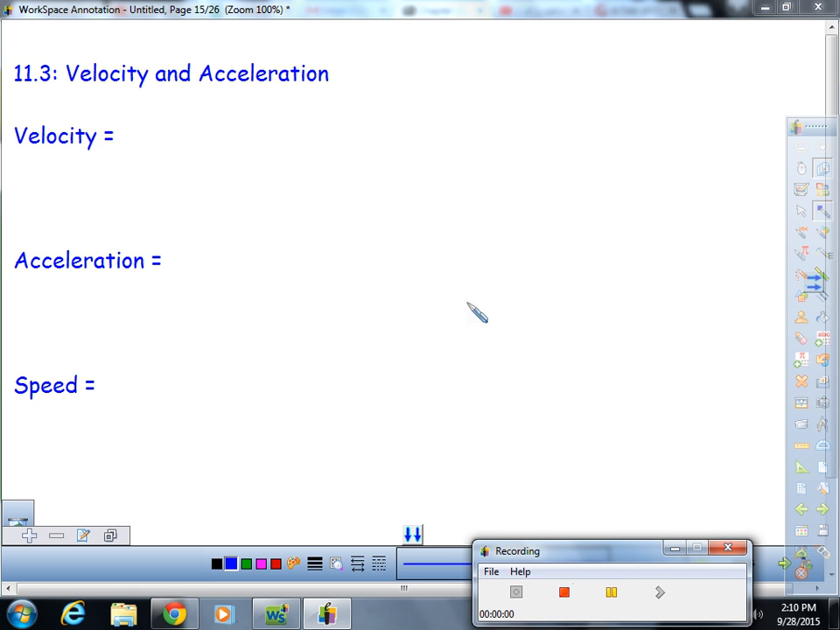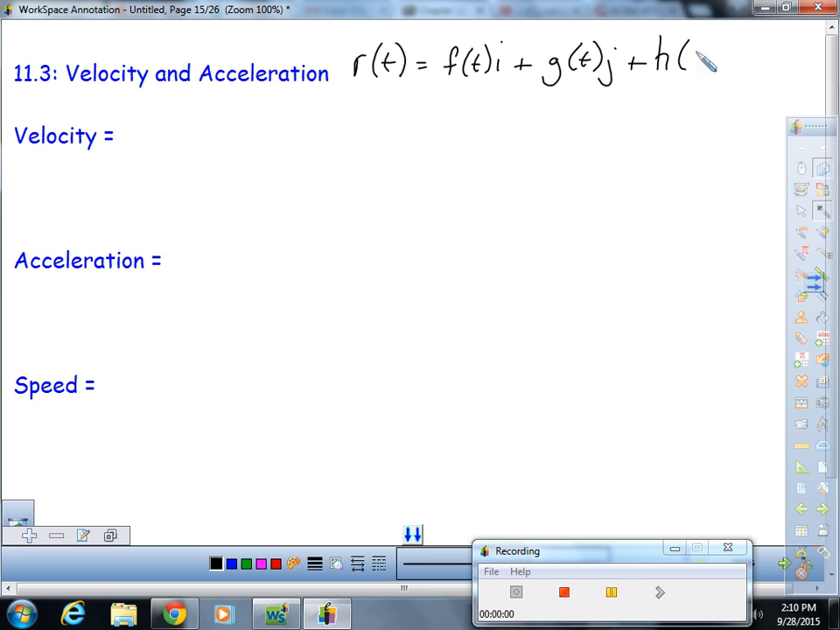All right, so the first slide here, this is just all notation, okay? Let's say we've got some function r of t. Now this could be written as f of t i plus g of t j plus h of t k, or it could be written as f of t, g of t, h of t. Okay?